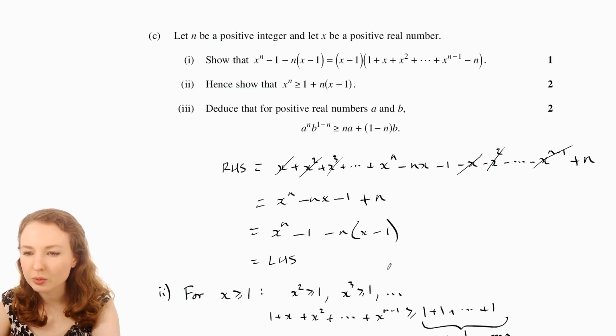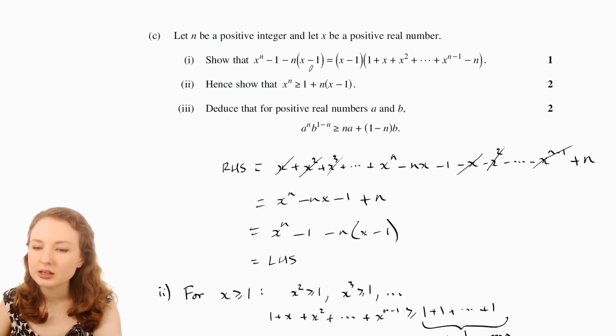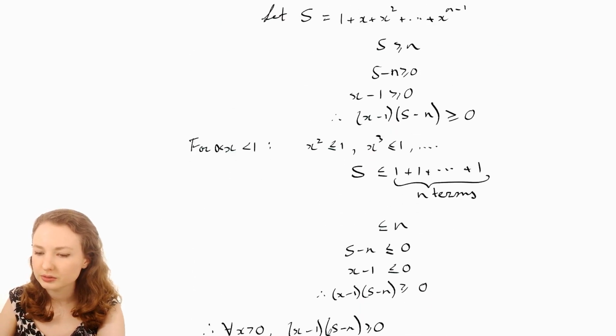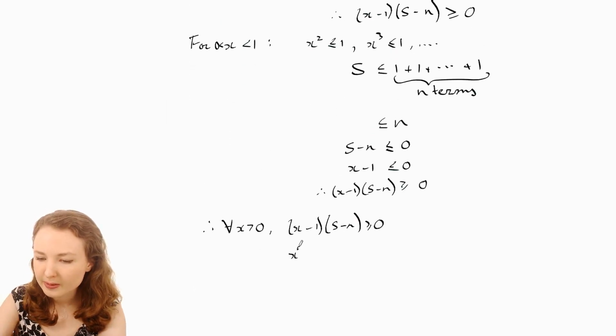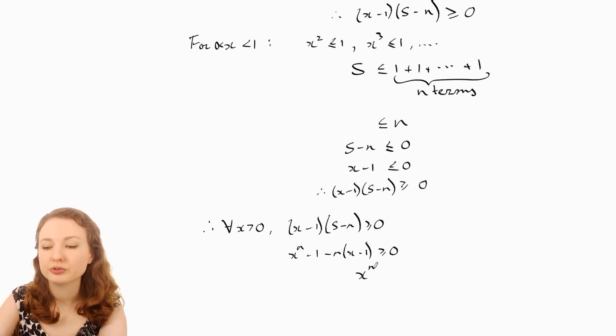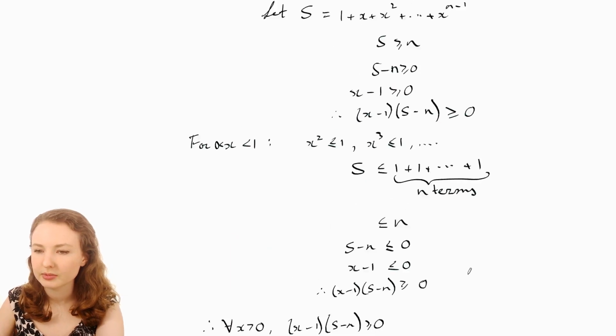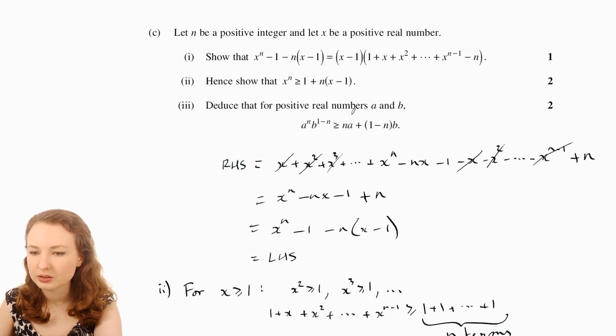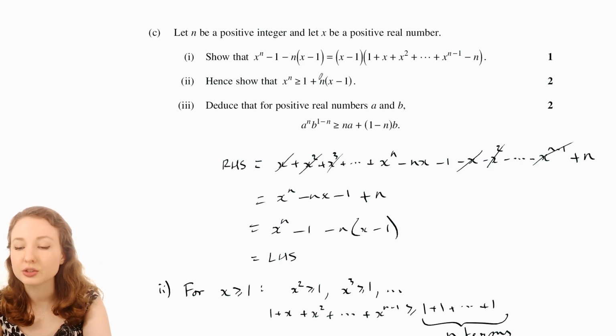So that was this, x to the n minus 1, so that's greater than or equal to 0. And then it was asking us to prove x to the n greater than or equal to, just move that stuff over, 1 plus n, x minus 1. And that's it for part 2.